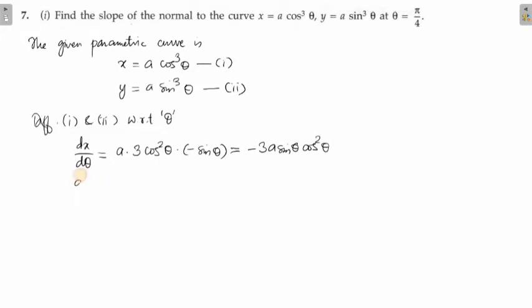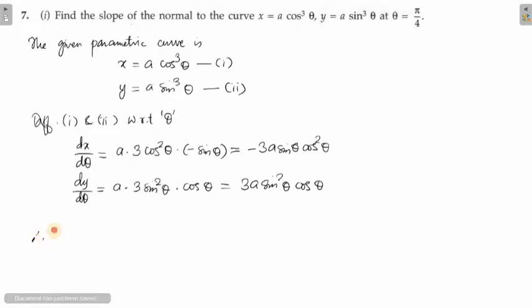Now differentiate number 2 with respect to theta. You get a into, for the power, 3 sine square theta, into, for sine theta you get cos theta, because the derivative of sine theta is cos theta. So this is 3a sine square theta cos theta. I got my dx by d theta and dy by d theta, but I want to find dy by dx. Therefore your dy by dx, as per the formula, is dy by d theta divided by dx by d theta. This is the formula, please remember this.